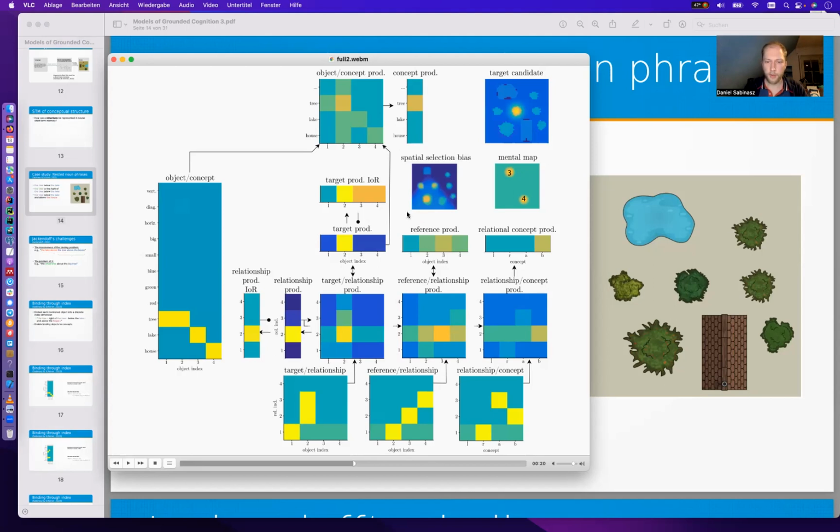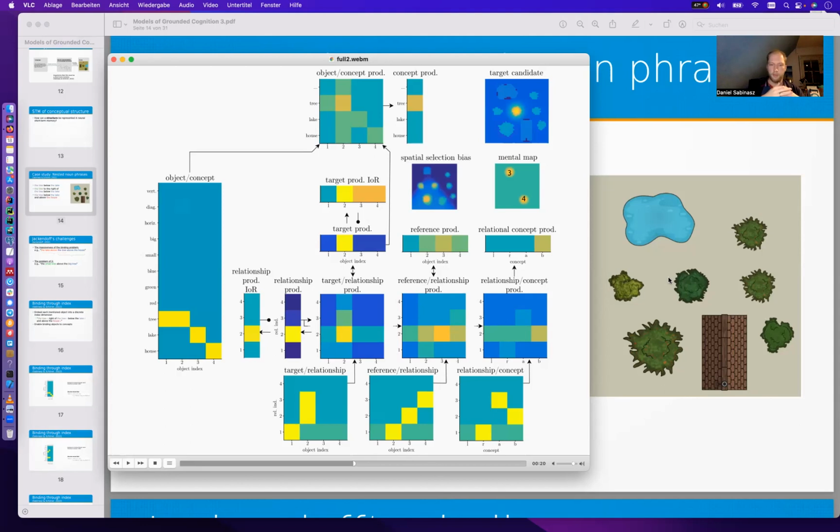And maybe it's of interest to have a glimpse at how this might work. So we have here a spatial selection bias field that receives a bias pattern corresponding to a below pattern centered on the spatial location of the reference object. And thereby it highlights the locations below object 3. And additionally, it highlights the locations which are trees. And the target candidate field selects one of them. So it effectively finds an object which is a tree and which is below object 3, namely this one.